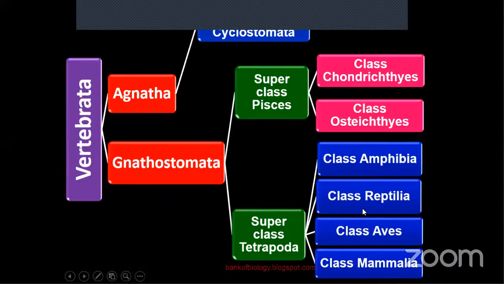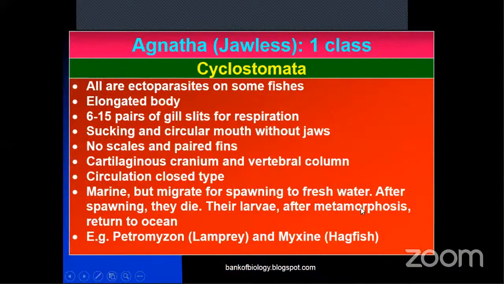Done. So now we go to the next part, Agnatha, that is class Cyclostomata. One good example for this is the ectoparasites on some fishes. What do you mean by ectoparasite? They stay on the surface of the fish. Long elongated body, 6 to 15 pairs of gill slits for respiration, which is important. Sucking and circular mouth without jaws.